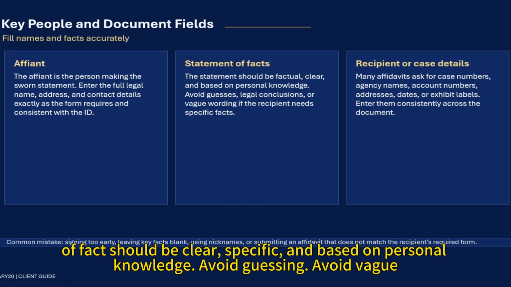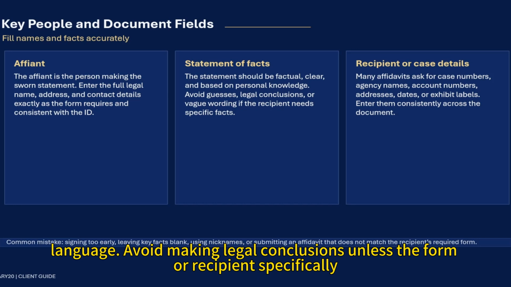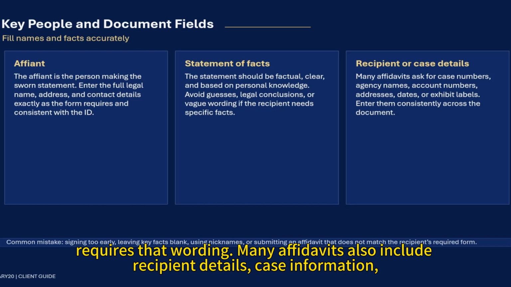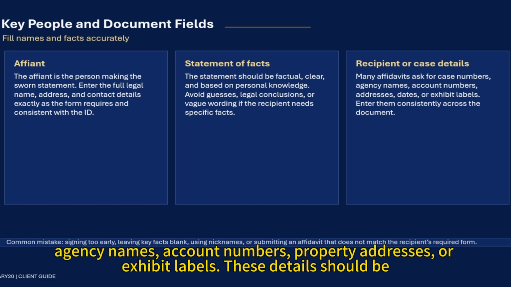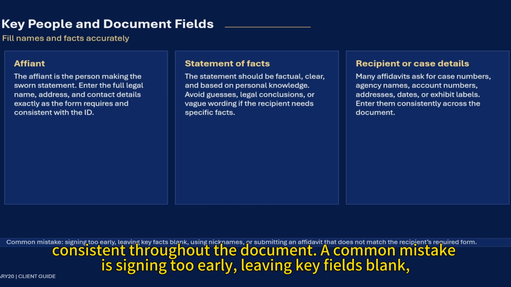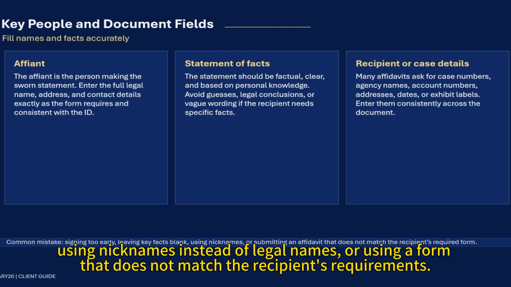The statement of facts should be clear, specific, and based on personal knowledge. Avoid guessing. Avoid vague language. Avoid making legal conclusions unless the form or recipient specifically requires that wording. Many affidavits also include recipient details, case information, agency names, account numbers, property addresses, or exhibit labels. These details should be consistent throughout the document. A common mistake is signing too early, leaving key fields blank, using nicknames instead of legal names, or using a form that does not match the recipient's requirements.